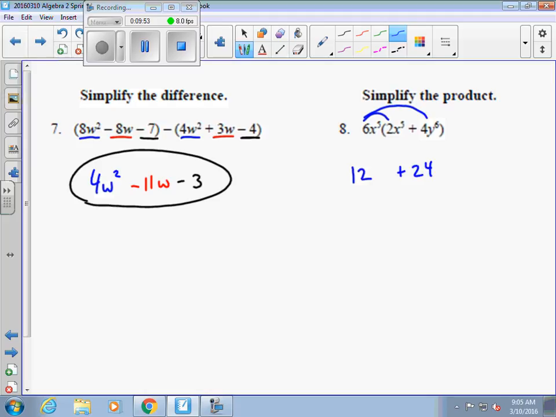variables. You have x to the 5th times x to the 5th. Remember, anytime you multiply the same bases like x and x, you add the exponents, x to the 5 plus 5. Do the same thing with the other one, but notice for that one of them is x and the other one is y. So it's simply going to be x to the 5th, y to the 6th. We cannot add 5 plus 6 because they're not the same base. So this will clean up and look like this. 12x to the 10th plus 24 x to the 5th, y to the 6th.